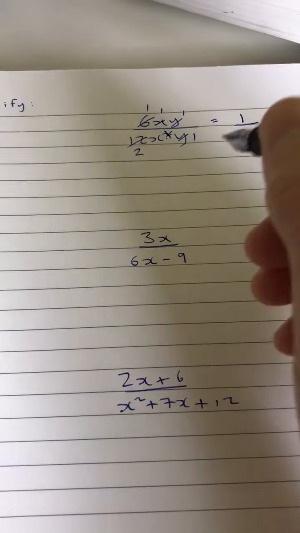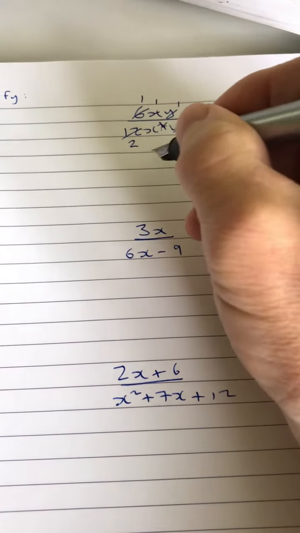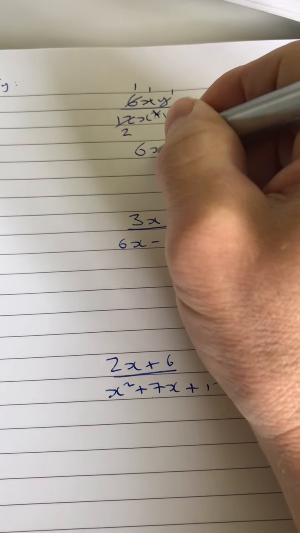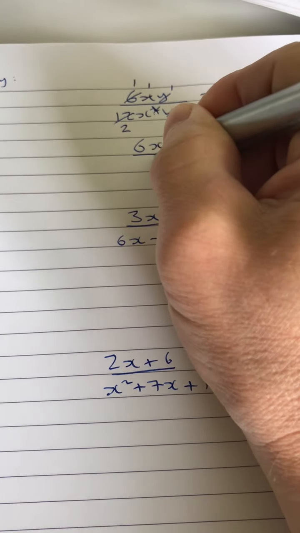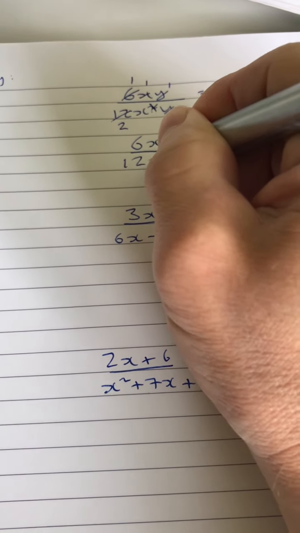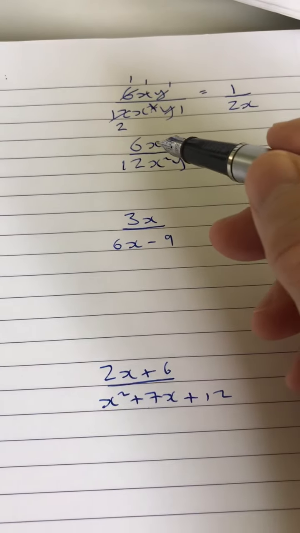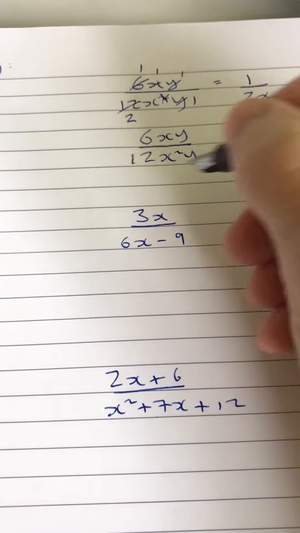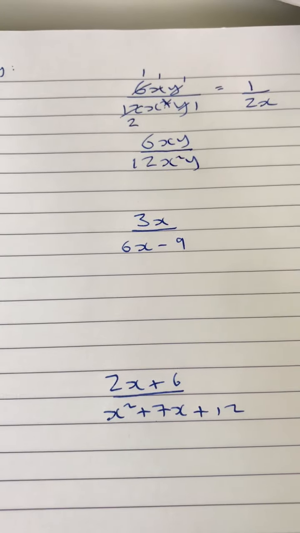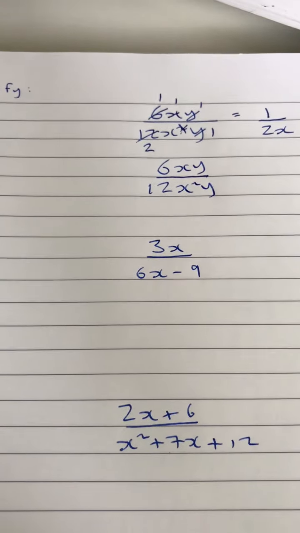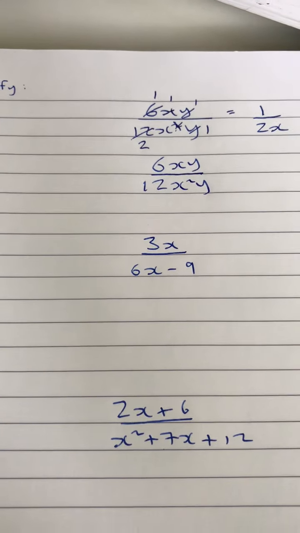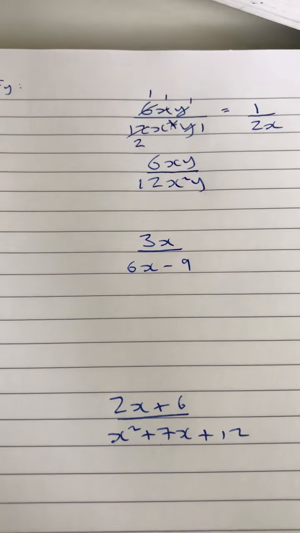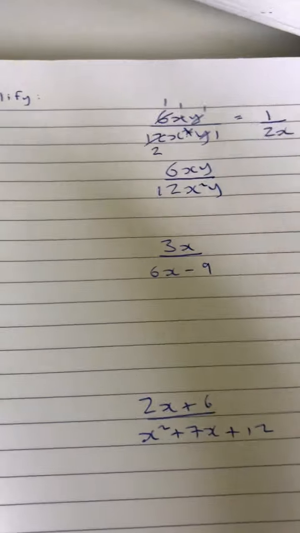Now, if you look at the example we just had, which was, if I write it down underneath again, 6xy divided by 12x squared y, it's written as a multiplication sum of bits and pieces, numbers and letters on the top, and a multiplication sum of bits and pieces on the bottom. Before you try and simplify an algebraic fraction, that's what you want to aim for, because it's easy to see what divides into the top and bottom.